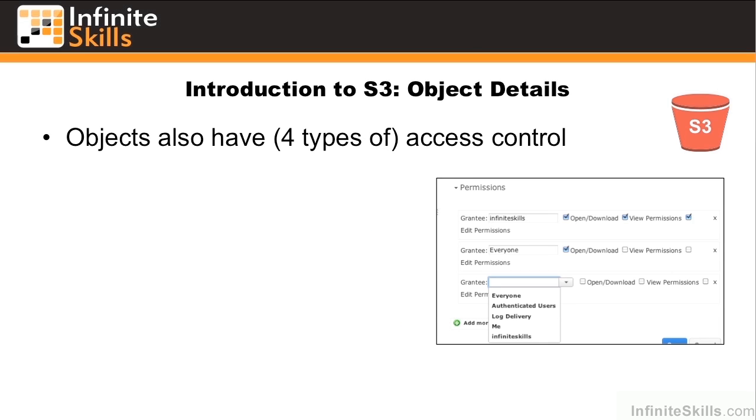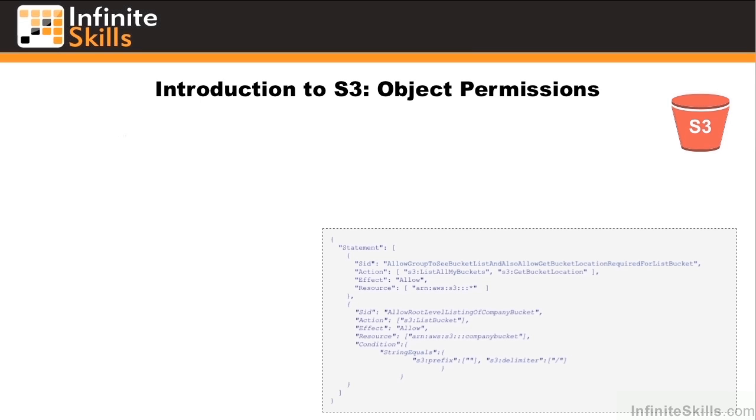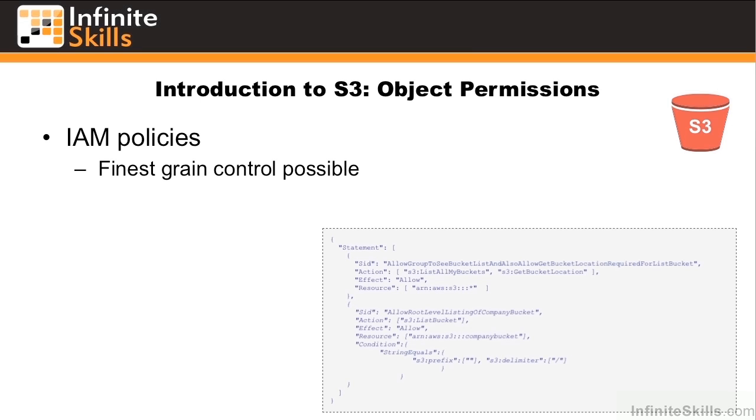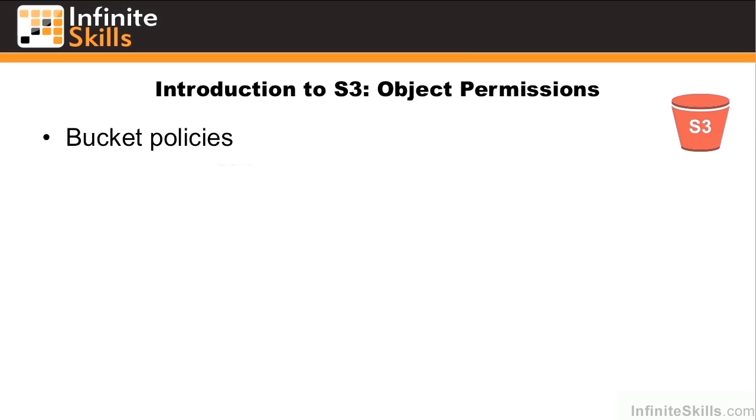Objects also have 4 types of access control. They're IAM policies, bucket policies, ACLs, and query string authentication. IAM policies provide the finest grain of control possible. They can limit by user, group, IP, date, and so on. But they're arguably a little bit tougher to use inside of S3. You first have to create an IAM policy, which is a JSON document, and then attach it to a specific bucket or resource.